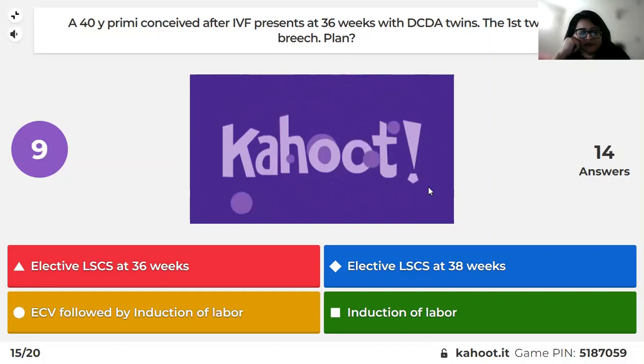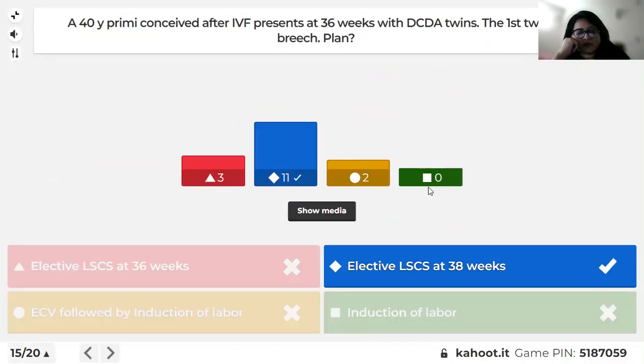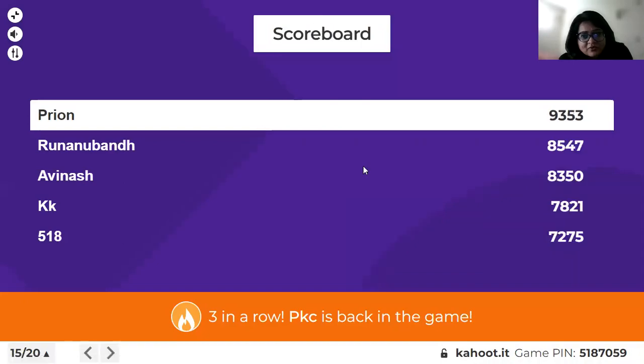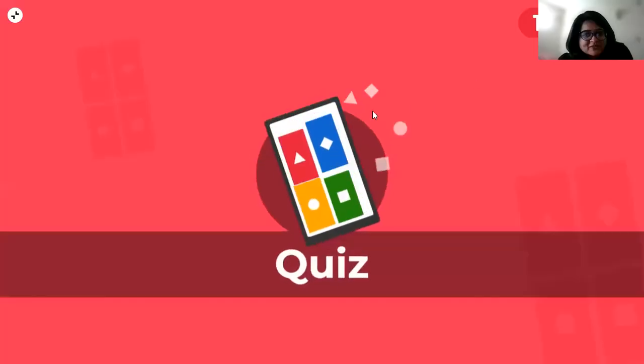Quickly answer. Yes. Okay. So why won't you do an ECV? Because she's a multiple pregnancy. It's a contraindication to doing an ECV. And DCDA twins are the twins which have the lowest risk. So we terminate twin pregnancies which are DCDA at 38 weeks. Okay. Does that change the scoreboard? Not at all. Okay. Next question.